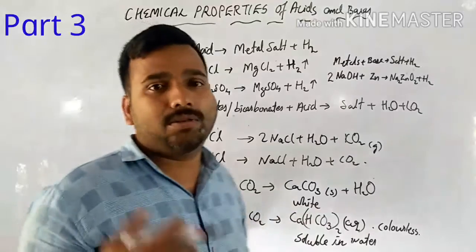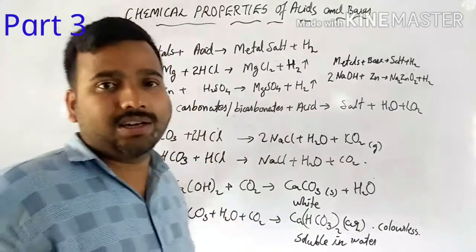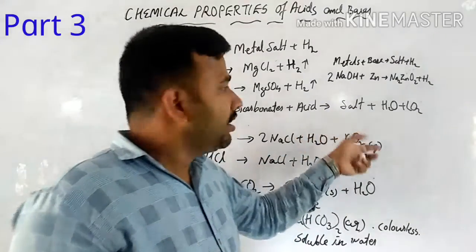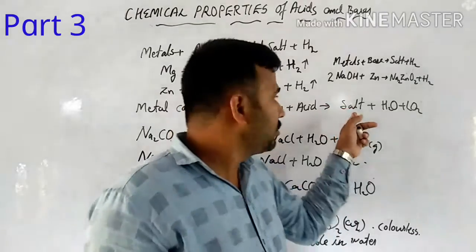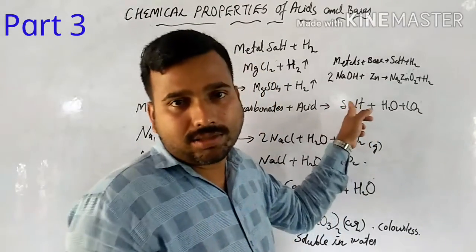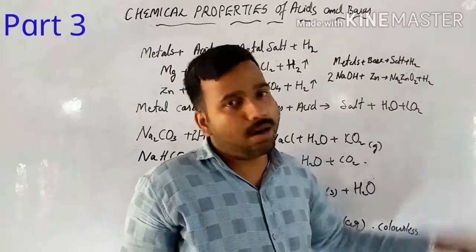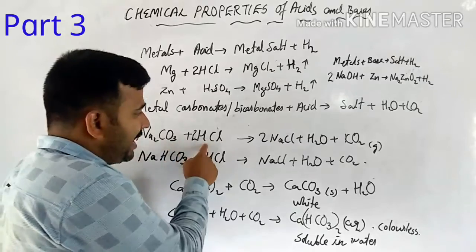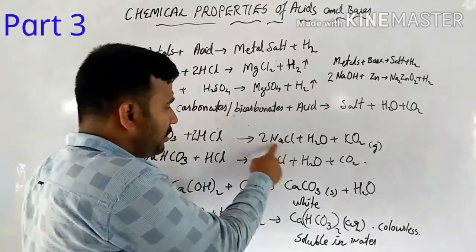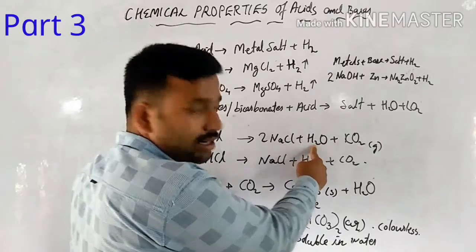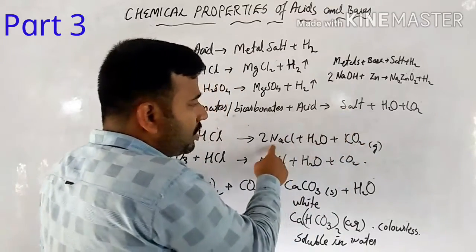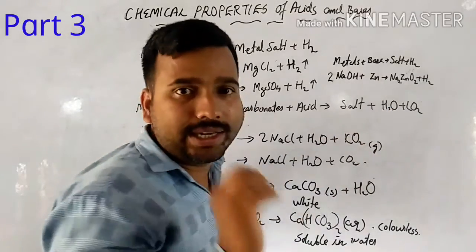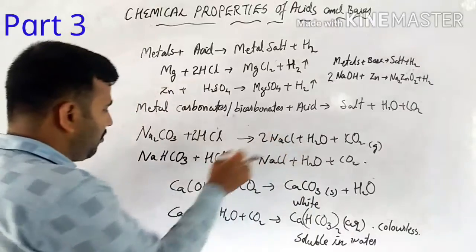Whatever the metal carbonate or metal bicarbonate may be, sodium carbonate, sodium bicarbonate, calcium carbonate or calcium bicarbonate, when these react with acid, the products will be the corresponding metal salt, water and carbon dioxide gas. Let us see an example. Sodium carbonate, when it reacts with hydrochloric acid, leads to the formation of sodium chloride, water as well as carbon dioxide. You can see the salt, sodium chloride, and water are formed, and carbon dioxide gas is also released during this chemical reaction.